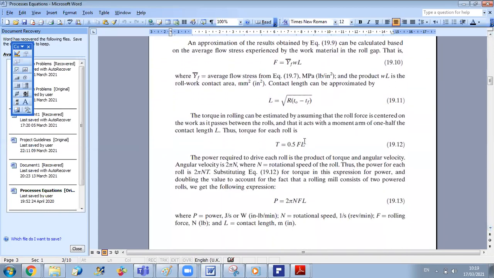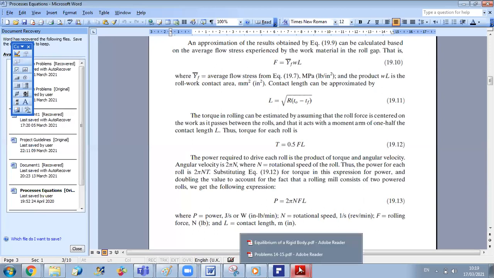Pay attention. This is for one roll. So if you take the two rolls, the torque is F times L. And therefore, to find the power for the two rolls, I do the total torque, which is 2 times 0.5 FL, which is FL, times the angular velocity of the rolls, which is calculated as 2 pi n. So in total, I get that the total power required is 2 pi n times F times L. Okay, so we will apply these formulas in this problem, and we will consider variable radius to see what is the effect of radius on the force developed, the power developed, and the torque needed.